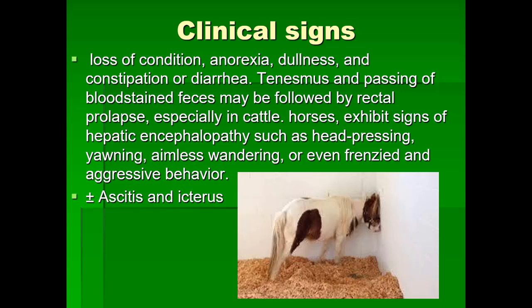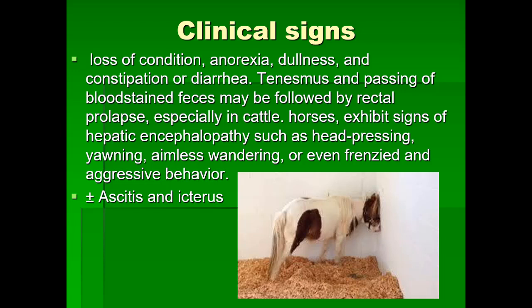So what we're going to see most of the time is chronic exposures, and just as we saw, the liver reflects the cumulative and progressive effects of repeated ingestions. So the signs may take up to weeks or even months to appear after the initial exposure. In horses and cattle, the clinical signs include loss of condition, anorexia, dullness, and constipation or diarrhea. Tenesmus and passing of blood-stained feces may be followed by a rectal prolapse, especially in cattle.